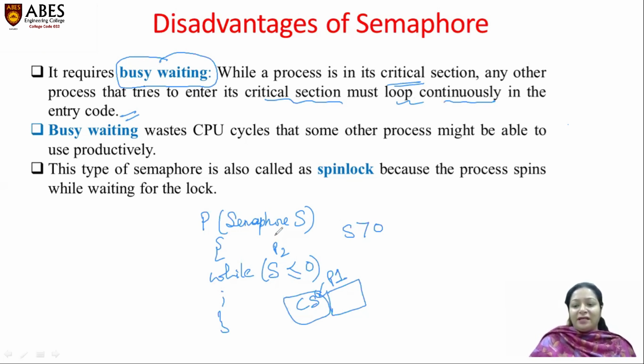Now, how is busy waiting a problem in semaphores? Busy waiting basically wastes CPU cycles that could be utilized by some other process for productive work, right? When process P2 is continuously checking this while condition as true, this means P2 is actually wasting CPU cycles every time it tests this while condition. So this kind of semaphore is also named a spin lock, because the process spins while waiting for the lock to get into the critical section.